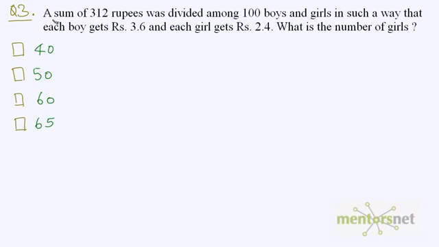This is the third question. A sum of 312 rupees was divided among 100 boys and girls in such a way that each boy gets 3.6 rupees and each girl gets 2.4 rupees. So what is the number of girls?